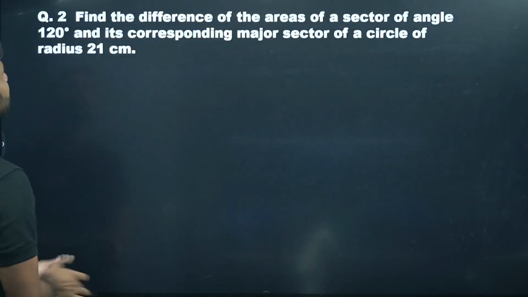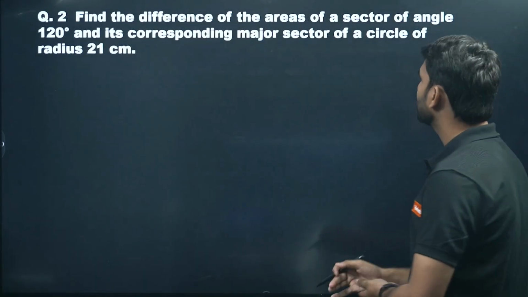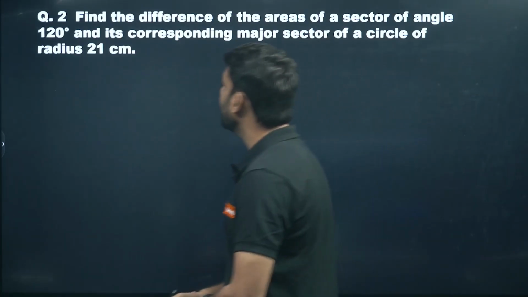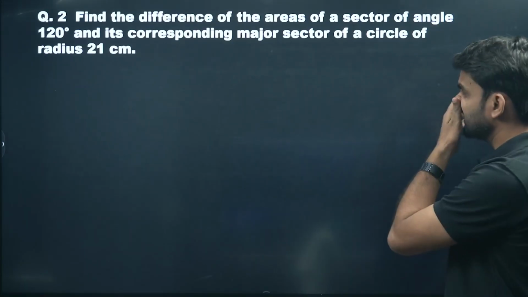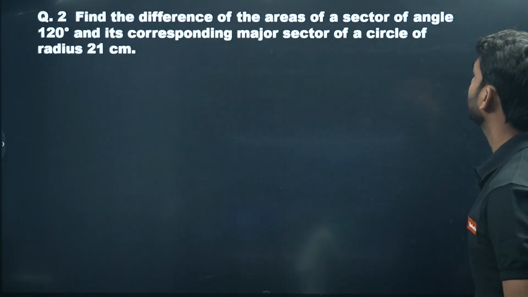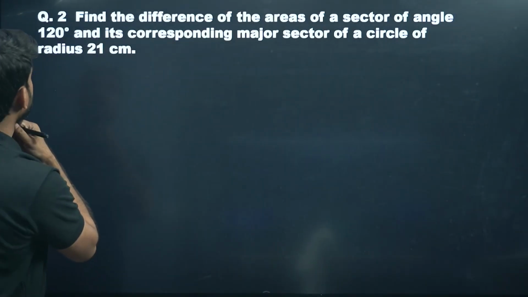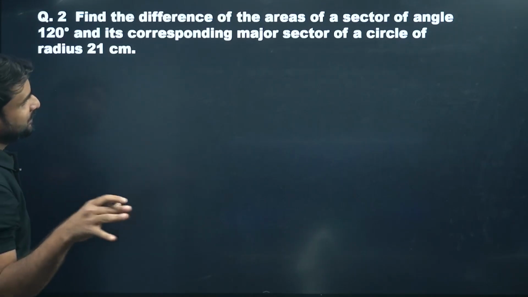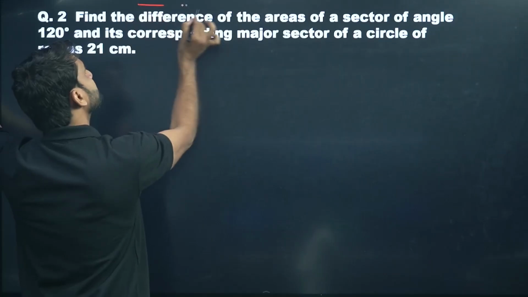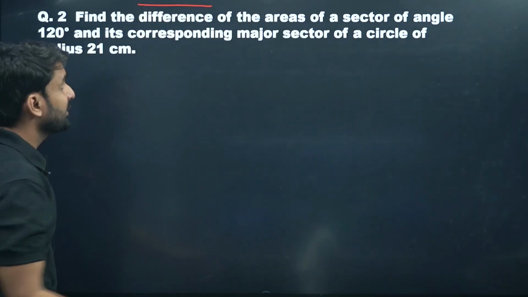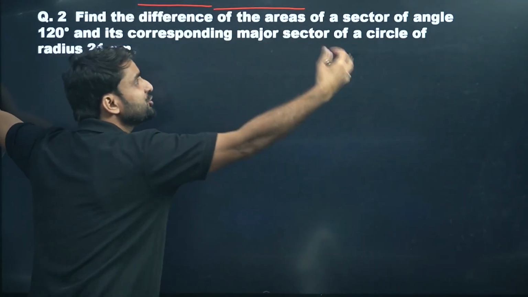Okay, so next question: find the difference of the areas of a sector of angle 120 degree and its corresponding major sector of a circle of radius 21 centimeter. So we have to find the difference of areas of the sector. Got it? There is no difficulty. Please read the question and make sure you have understood what the question is saying. We have to find the difference of the areas of the sectors.